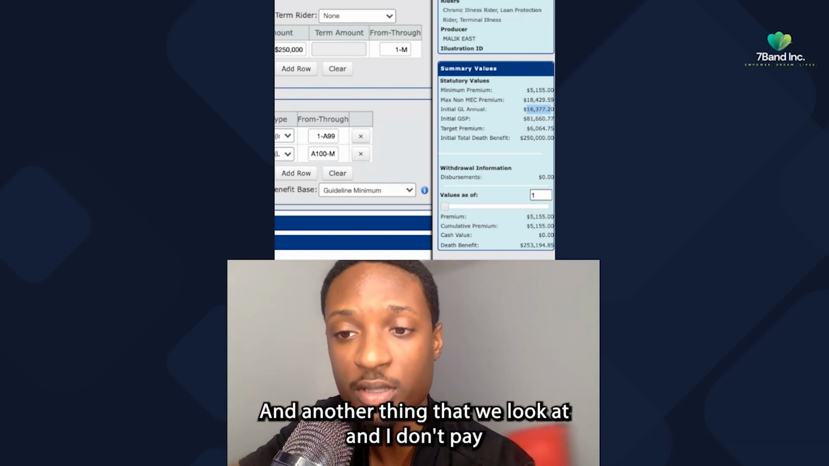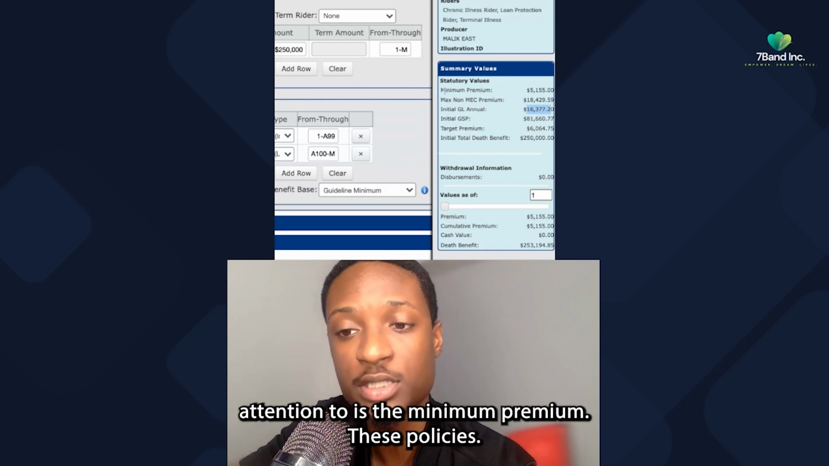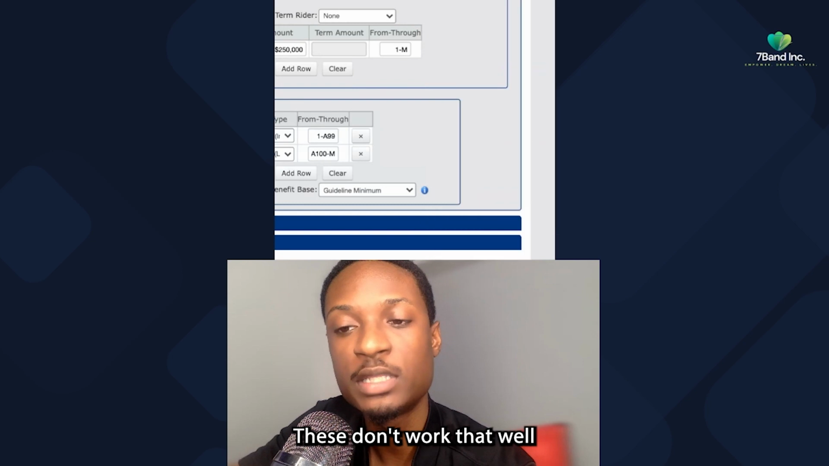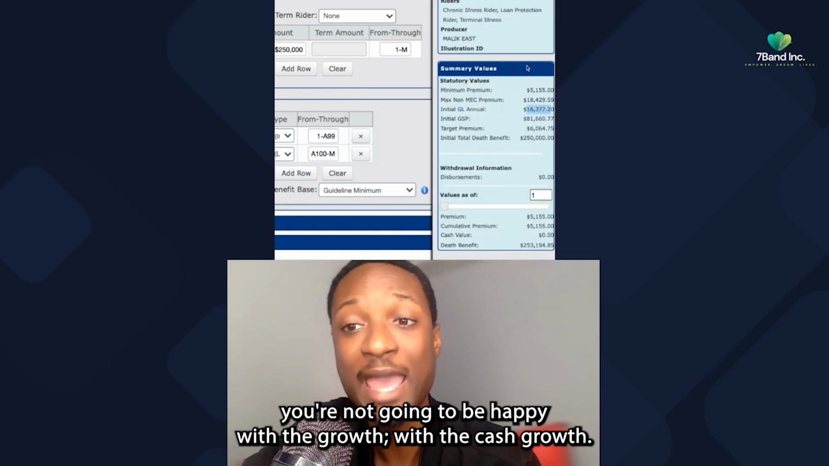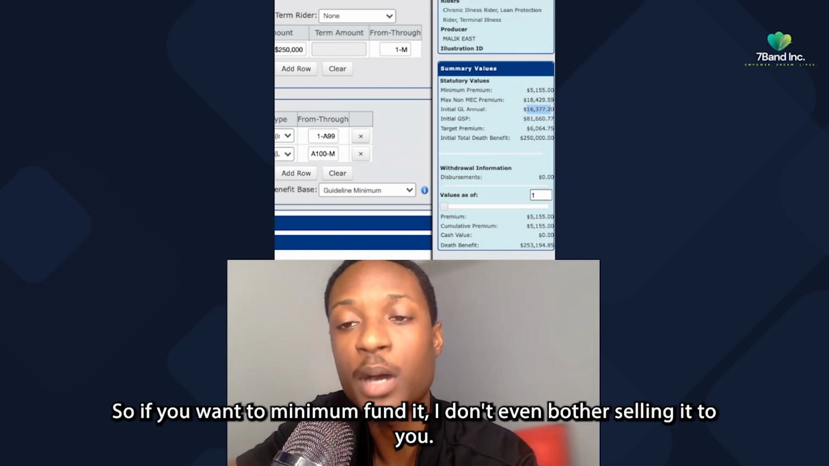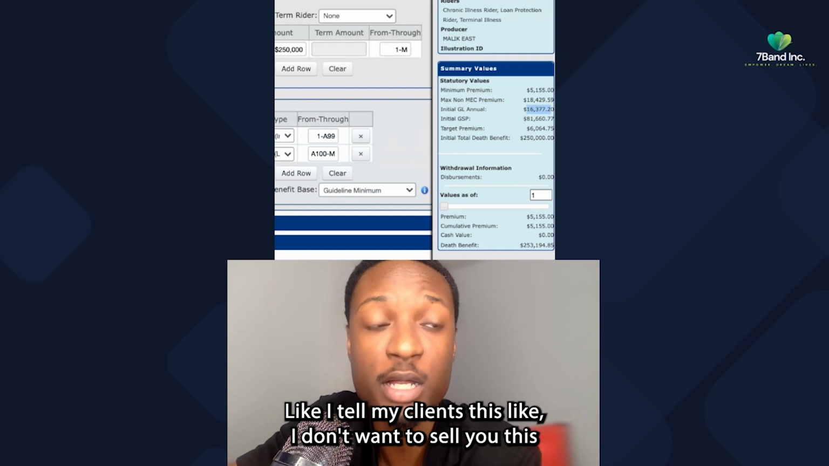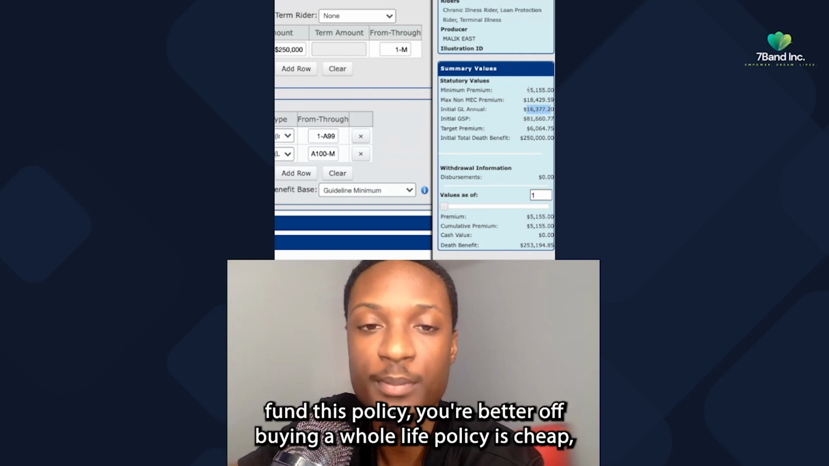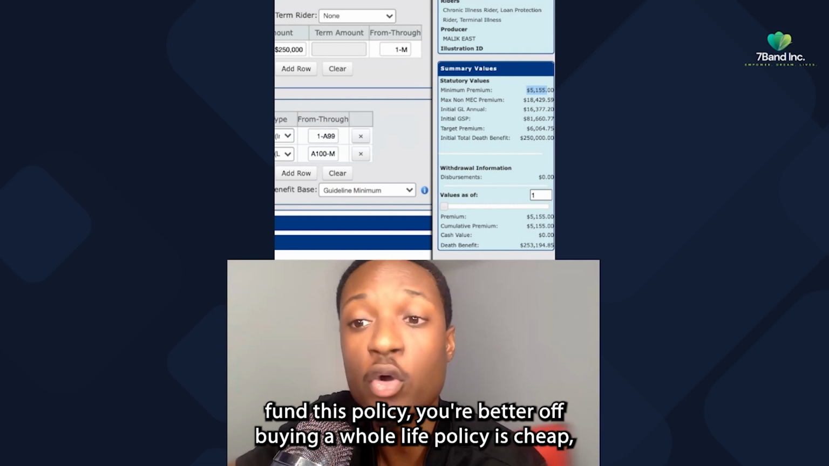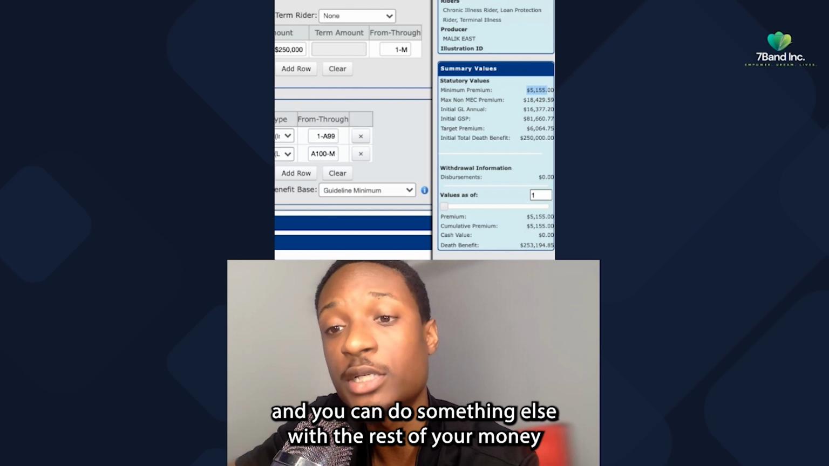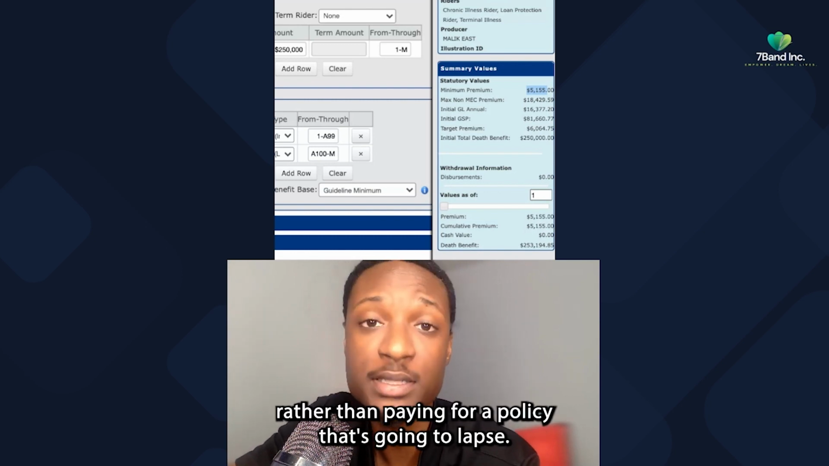And the other thing that we look at, and I don't pay attention to, is the minimum premium. These policies, you don't want to minimum fund these type of policies. These don't work that well if you minimum fund this type of policy. You're not going to be happy with the cash growth. So if you want to minimum fund it, I don't even want to sell it to you. Like I tell my clients, I don't want to sell you this if you're going to minimum fund this policy. You're better off buying a whole life policy. It's cheap, you get death benefit protection, and you can do something else with the rest of your money rather than paying for a policy that's going to lapse.